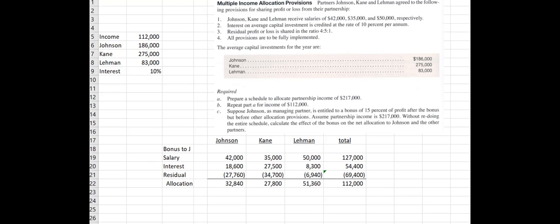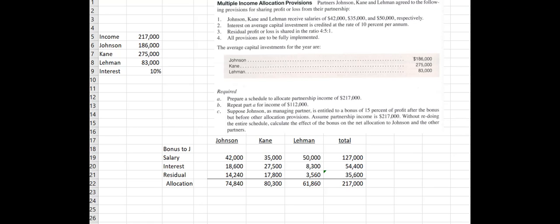Finally, part C. Suppose Johnson, as managing partner, is entitled to a bonus of 15% of the profits after the bonus, but before allocating any other provisions. And go back to assuming partnership income is 217. Okay, so I've gone back and changed income in cell B5 to be 217. That's made the schedule go back to its original amount.